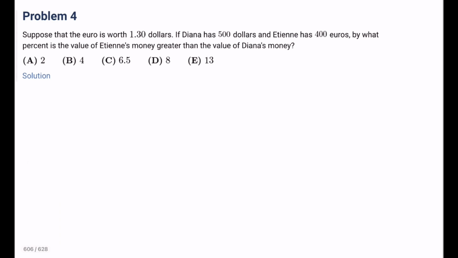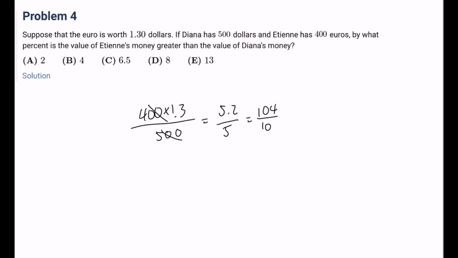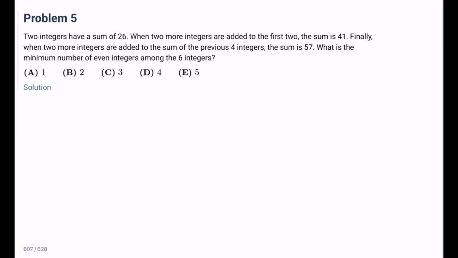Number 4, suppose that the euro is worth $1.3. If Diana has $500 and Etienne has 400 euros, by what percent is the value of Etienne's money greater than the value of Diana's money? Okay, so converting that to dollars, that's 400 times 1.3 all over 500. So this is going to be 5.2 over 5 because we take out those two zeros. And this is going to be equal to 104 over 100. And 104 is 4% more than 100, so it's going to be 4%. And that is our answer. It's B.